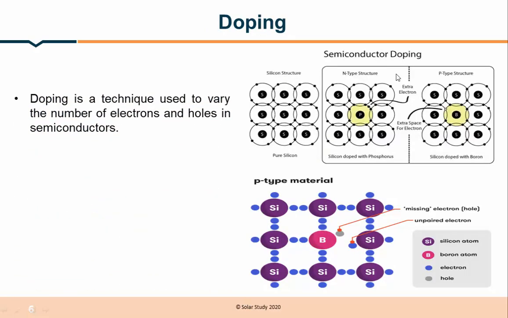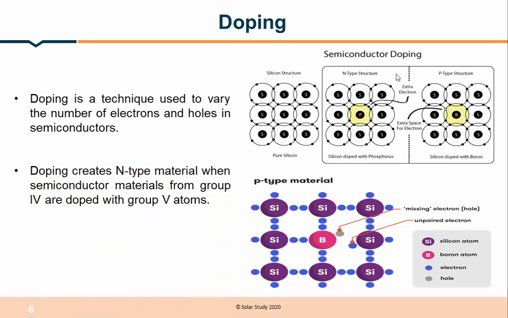Next, we will go for doping. What is doping? Doping is a technique used to vary the number of electrons and holes in a semiconductor. How we can do that I will tell you. First of all, we have to know about the semiconductor material. There are two types: N-type and P-type. What is N-type? Silicon is an N-type material because it contains more electrons than the P-type. I will tell you how.